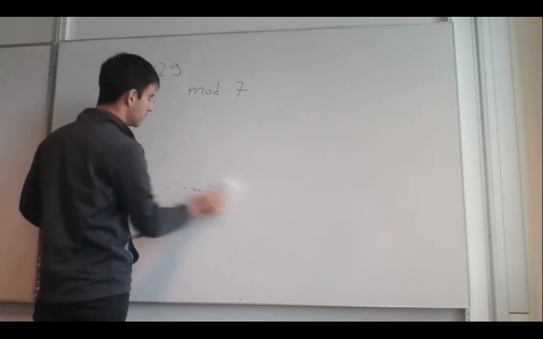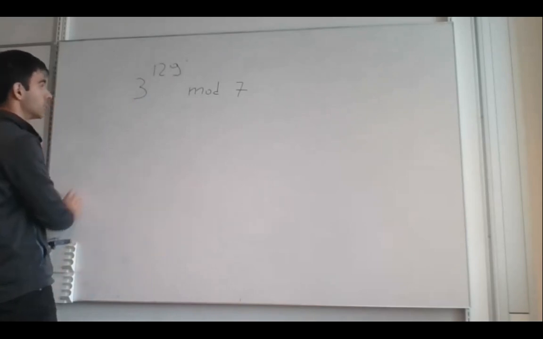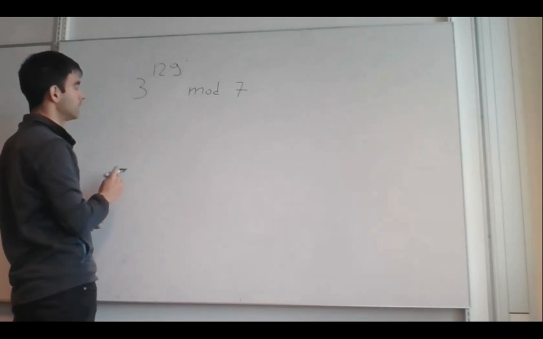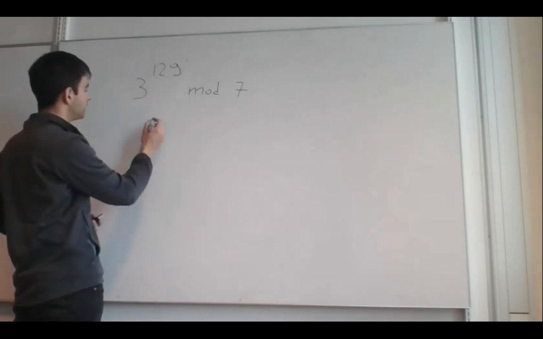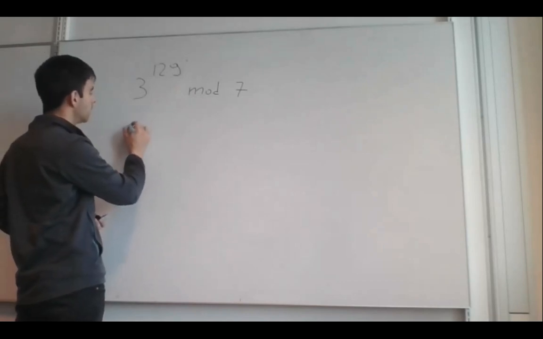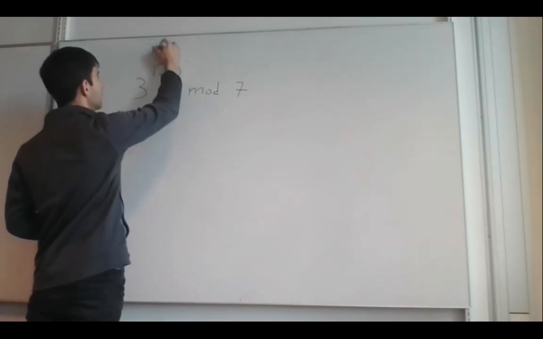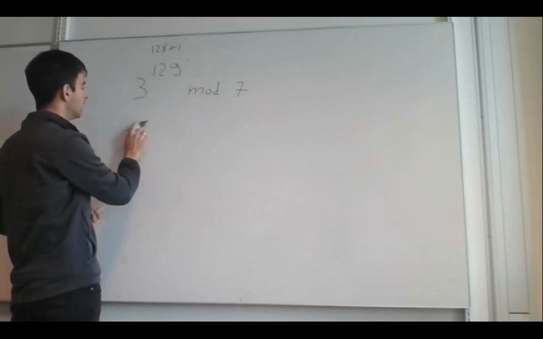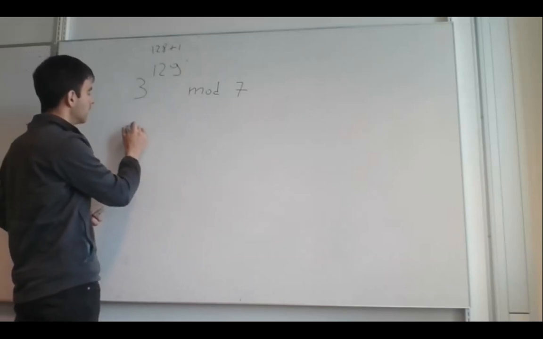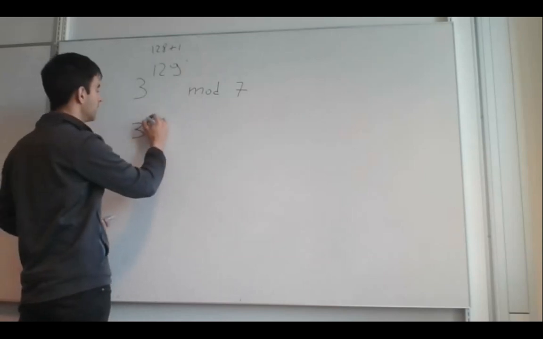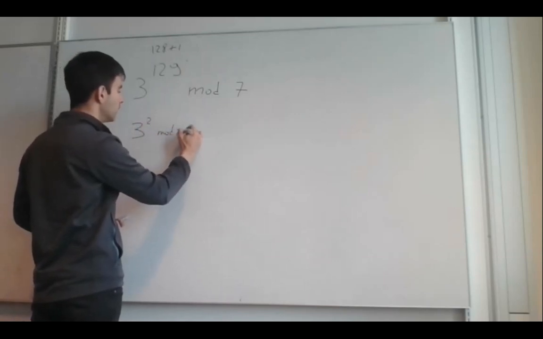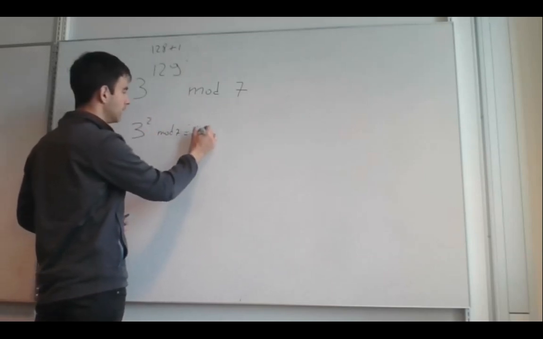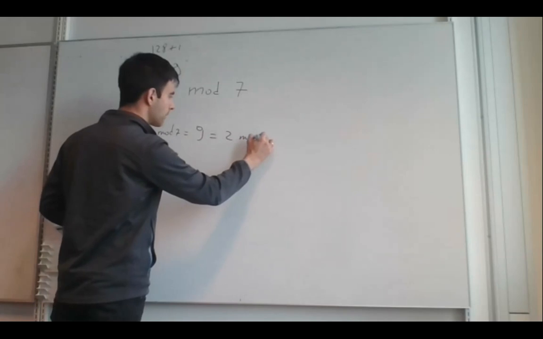So what I'm going to do is take this computation and do it in small steps. First of all, I'm going to notice that 129, which I've chosen on purpose, is equal to 128 plus 1. So this is going to be very useful here. So I can start with 3, and I can ask myself, what is 3 squared modulo 7? Well, there is no other way than doing this plainly. So that's going to be 9, which is equal to 2 modulo 7.